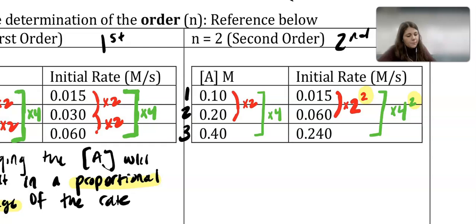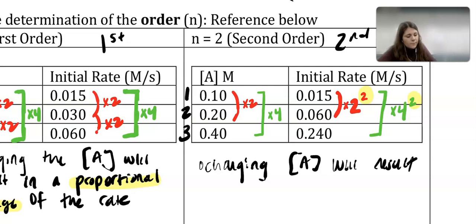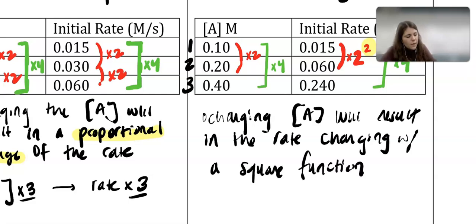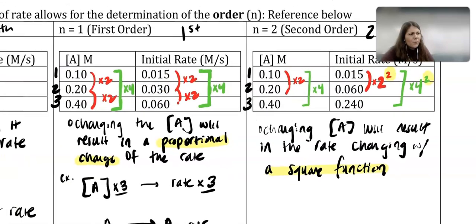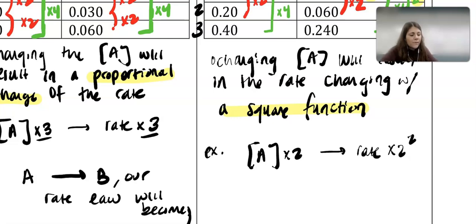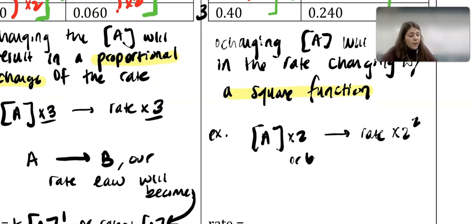So here, changing the concentration of A will result in the rate changing with a square function. Okay, this one is a little bit more difficult, but don't stress too much. But again, kind of just writing this out in words. If you took your concentration and multiplied by 2, here what it did to the rate is it times by 2, but then put it to a square function, okay? Or you would say, by a factor of 4.